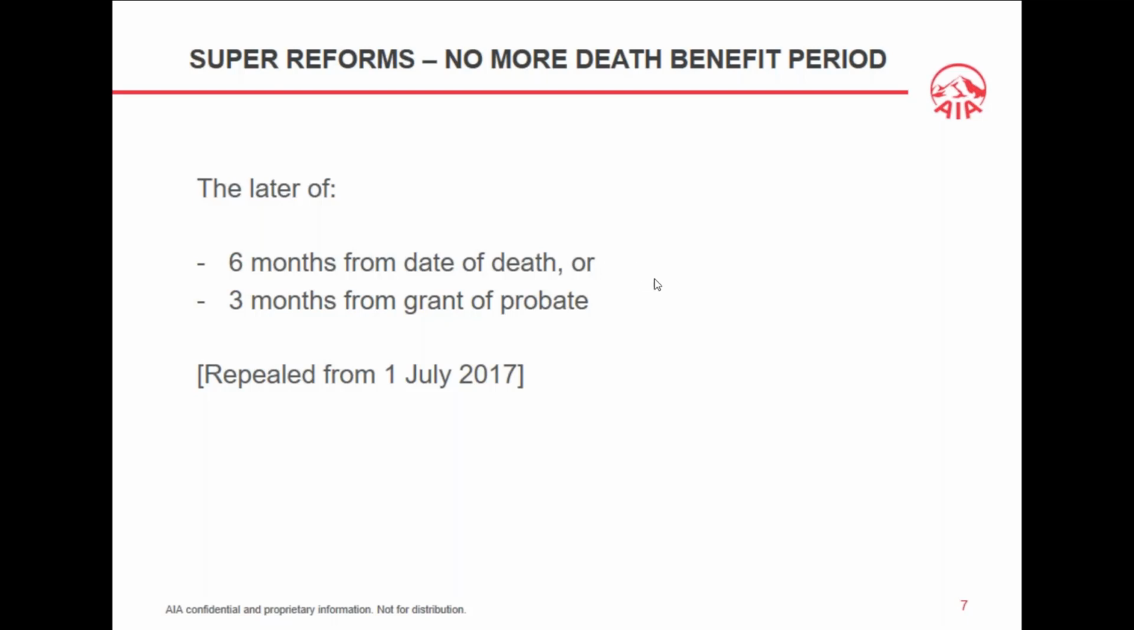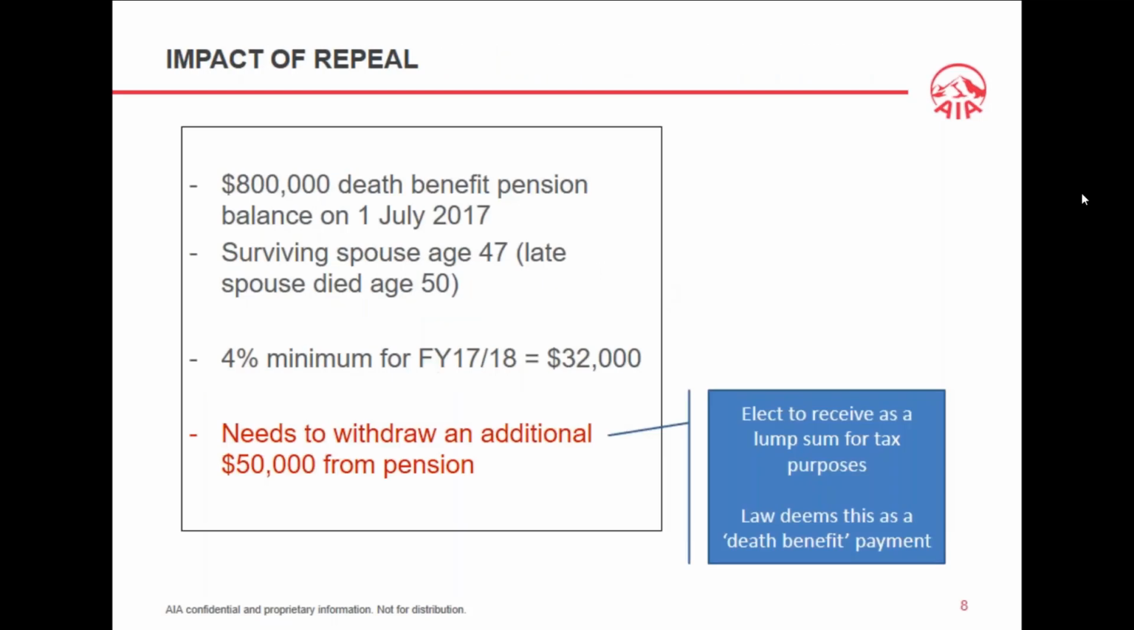And I just want to show you what those opportunities are. So here we have, again, following on from the earlier scenario, let's imagine that the surviving spouse uses the surplus $800,000 to commence a death benefit pension from a platform super fund, or indeed an SMSF, and that $800,000 balance is a prevailing balance on 1 July 2017. The surviving spouse was age 47 in this case, and the late hubby died at the age of 50. That's important. We need to know that information because that then dictates the taxation treatment of the pension payments.